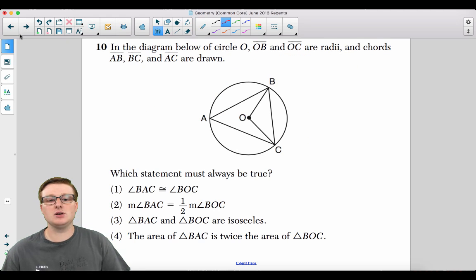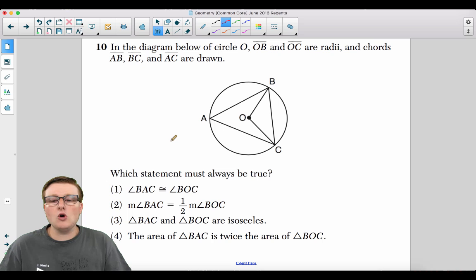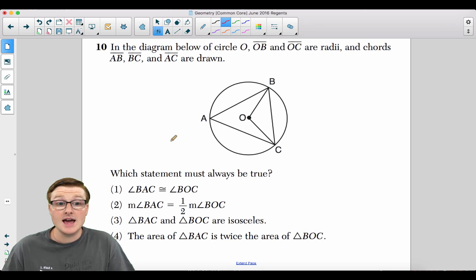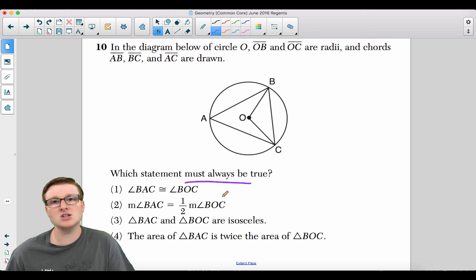Number 10. In the diagram below of circle O, line OB and line OC are radii, and chords AB, BC, and AC are drawn. Which statement must always be true? Must always be true. So we're looking for angle relationships or triangle relationships. Choice 1 is saying that the measure of angle BAC is congruent to the measure of angle BOC. No. That is not true.